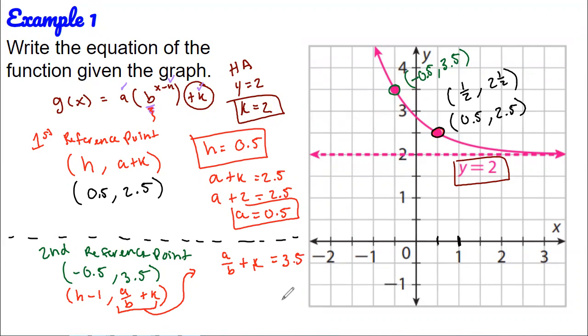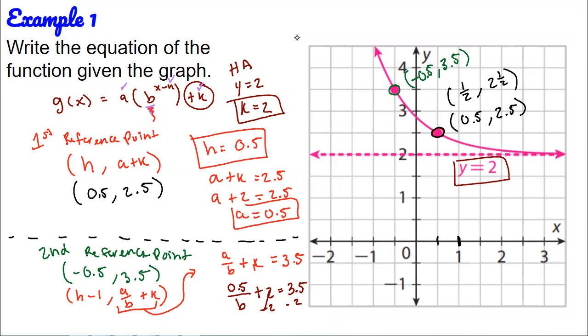All right. Now, do we know the value of k? Do we know the value of b? No, but do we know the value of a? Let's substitute those values. I have a, we said it was 0.5. So 0.5 over b, we don't know what b is, plus k, we said it was 2, equals 3.5. Can we solve for b? Yes, it becomes a multi-step equation, but we can solve for it. So let's subtract 2, it gives you 1.5.